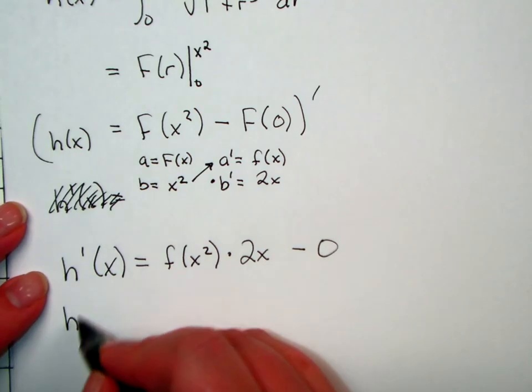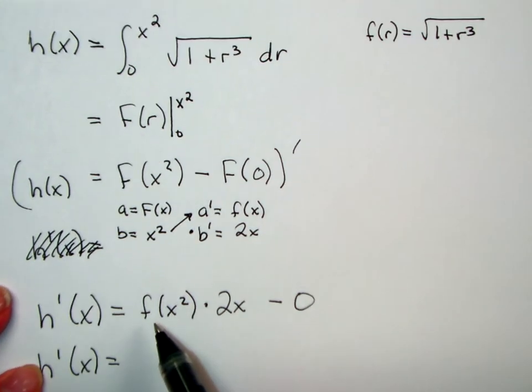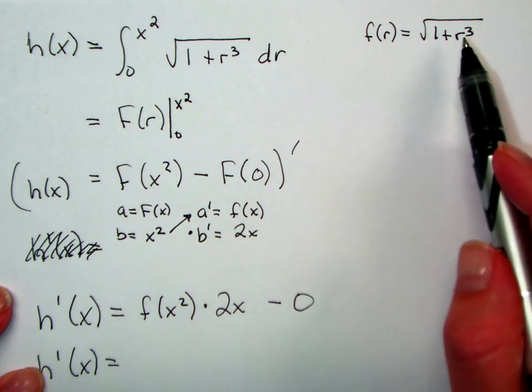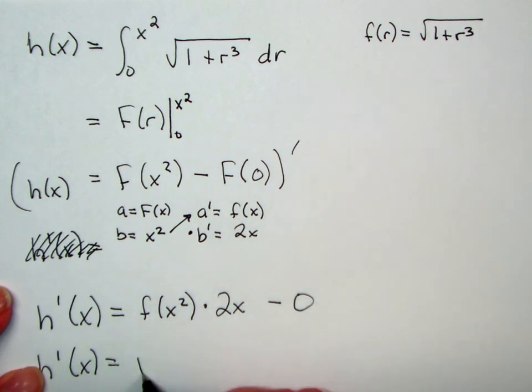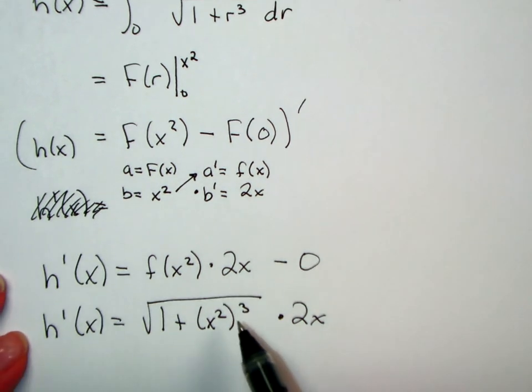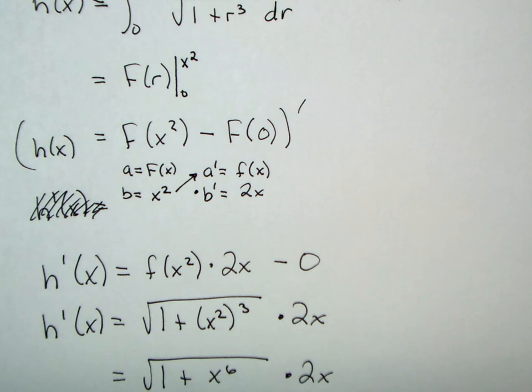So I get a formula for the derivative of h of x: it is the little f function evaluated at x squared times 2x. And the little f function evaluated at x squared, we'll plug an x squared in here. So I'm going to get the square root of 1 plus x squared cubed times 2x. Right? So one more simplification step. If we cube x squared, we multiply the power, so we get x to the 6th, and this is multiplied times 2x.